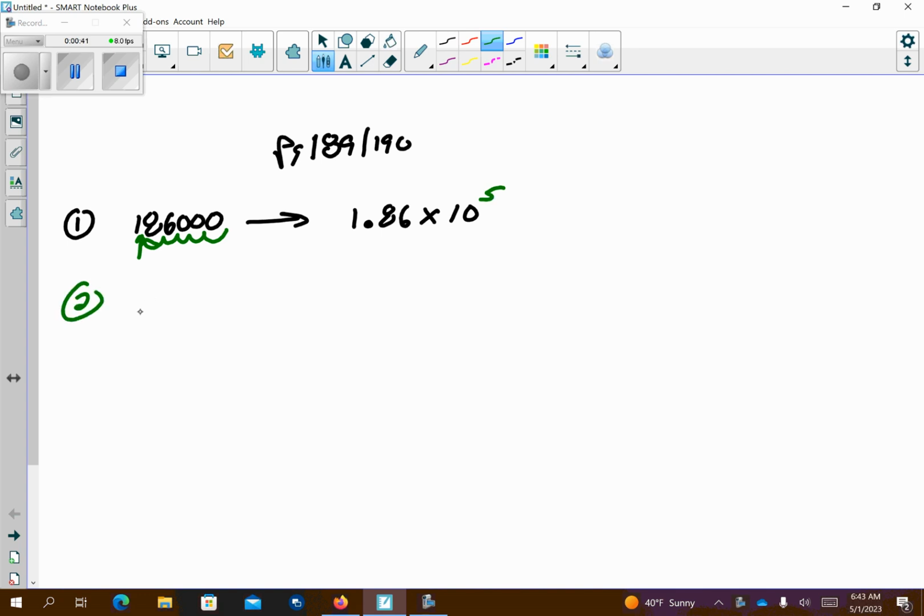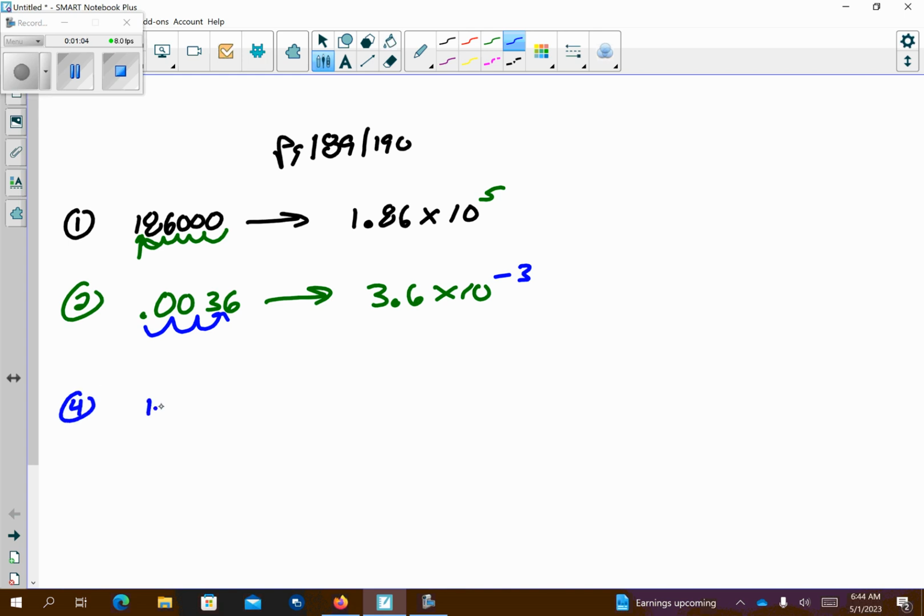Problem number 2, we have 0.036. We want to make this scientific notation, so I'm going to make it 3.6 times 10. Now my decimal has to move the other way. So I'm going to go 1, 2, 3. So there's a -3. That indicates you're dealing with a really small decimal because you have a negative exponent. Skip number 3. Don't worry about number 3.